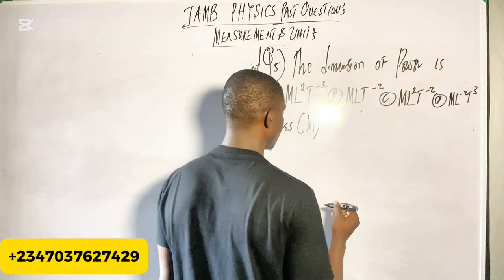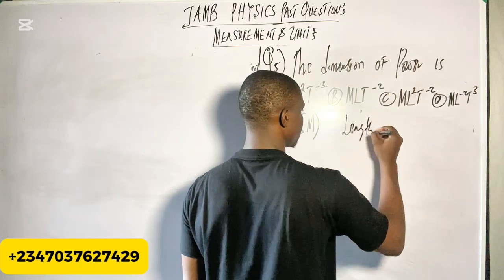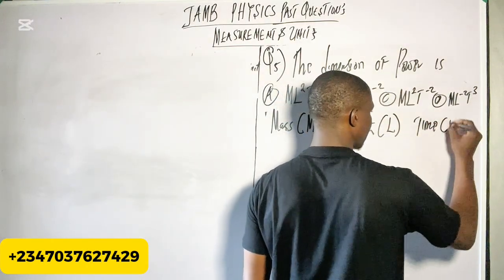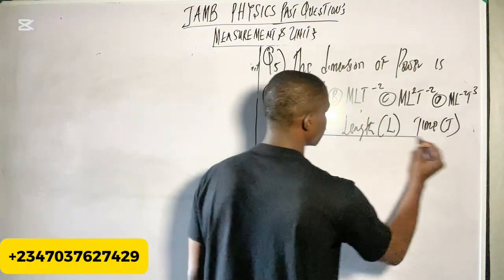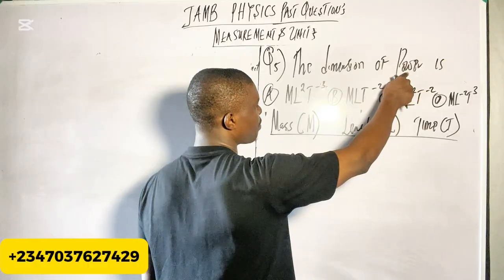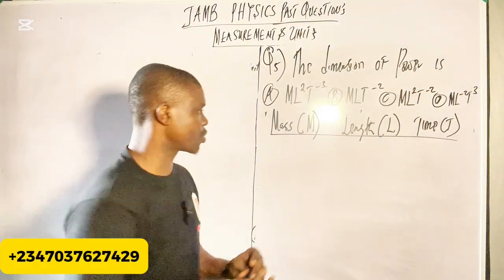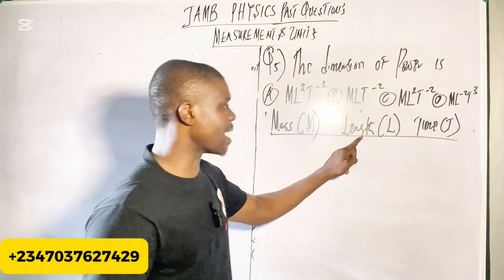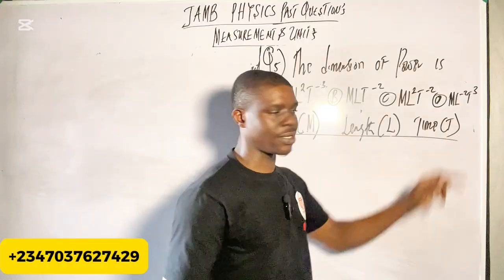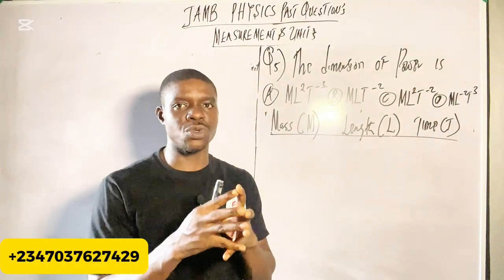Length is capital letter L. Then time, capital letter T. So now you are reducing this power into these three fundamental quantities. The dimension for mass is M. The dimension for length is L. The dimension for time is T. So for you to be able to get the dimension, you have to first define.